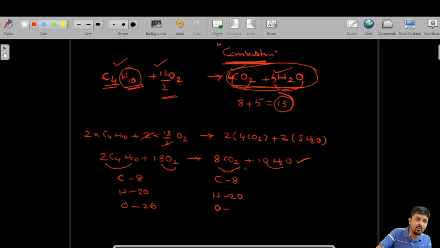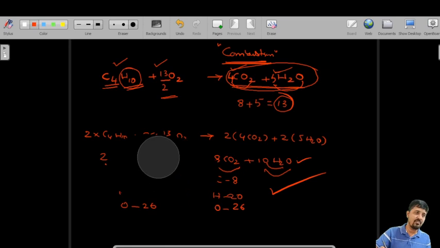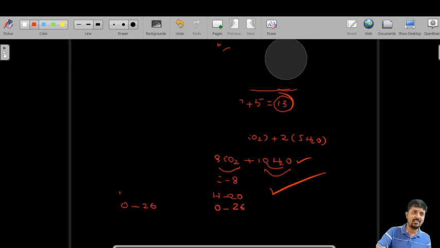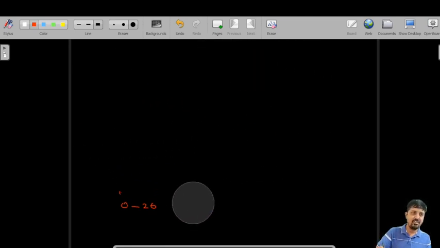Oxygens are 8 2s are 16 plus 10 is equal to 26. Isn't it interesting? Easiest way to balance a combustion reaction. Okay, hope you understand. You practice. You take 2 or 3 equations and try to practice them. Now we'll go to the next question.